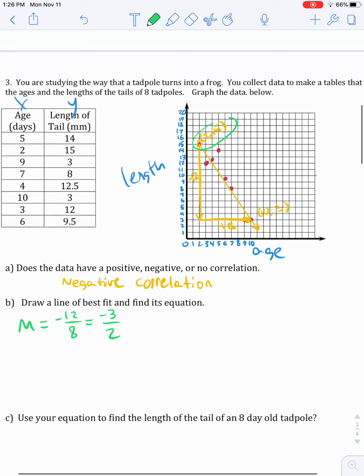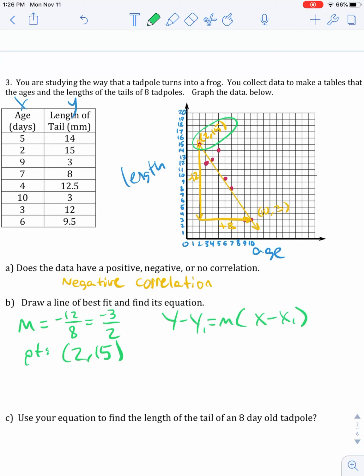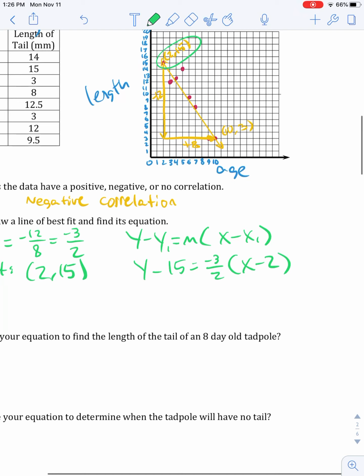We'll pick either one of these points. I'll do the (2, 15). And we're going to write the equation of this line, and that's how we'll find the equation of our line of best fit. So to do that, we use point slope, just like last unit. y minus 15 equals the slope, negative 3 halves, times x minus 2. And we'll go from there, and I'll get y minus 15 equals negative 3 halves x plus 3.